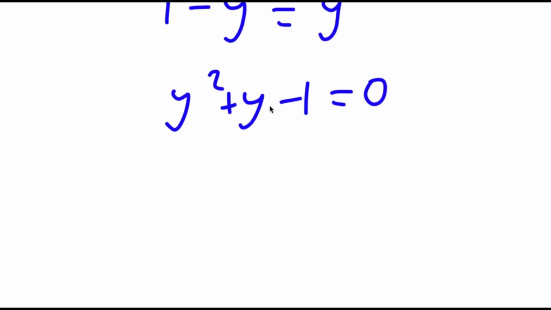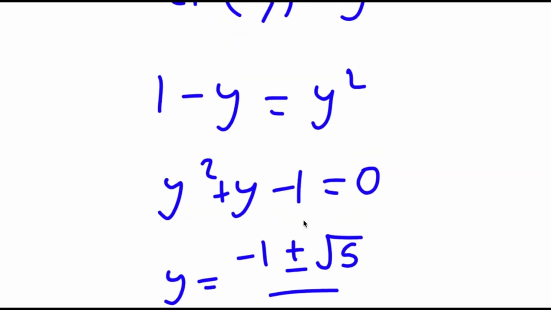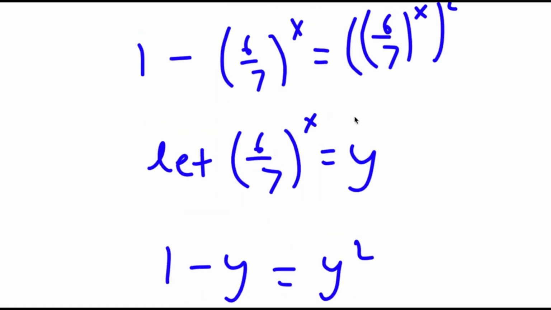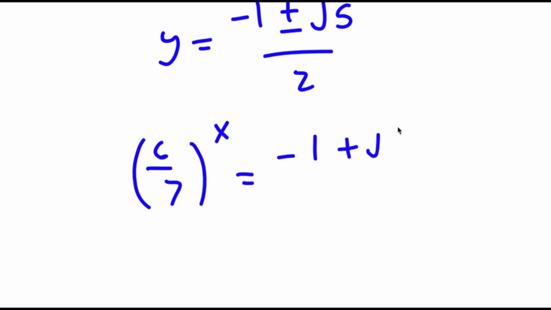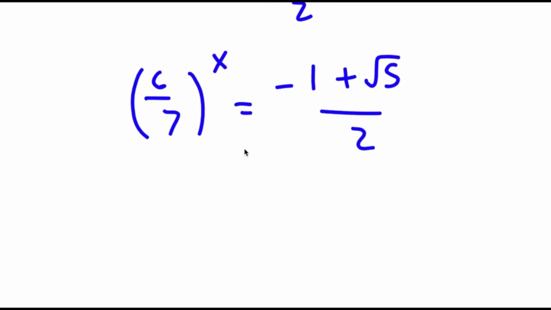Now, you have to use the quadratic formula to actually solve this, but if you do, you end up getting that y is equal to negative 1 plus or minus the square root of 5 over 2. And now remember how we let 6 over 7 to the power of x equal y. So now I have 6 over 7 to the power of x equal negative 1 plus the square root of 5 over 2. So let's first start with this.